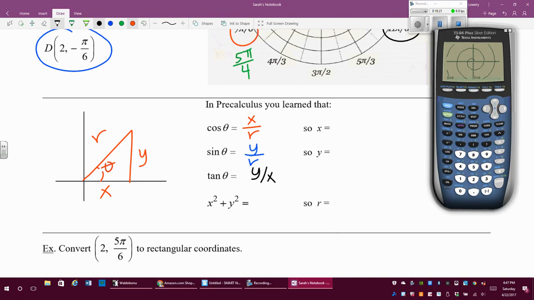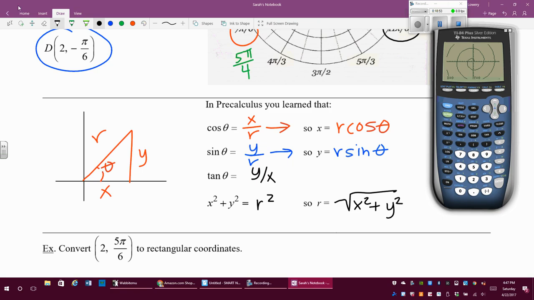So now taking this information, if I solve this for x, I know that x is equal to r cosine theta, and y is equal to r sine theta. And I can take x squared plus y squared and say that's equal to r squared by the Pythagorean theorem. So r is the square root of x squared plus y squared.